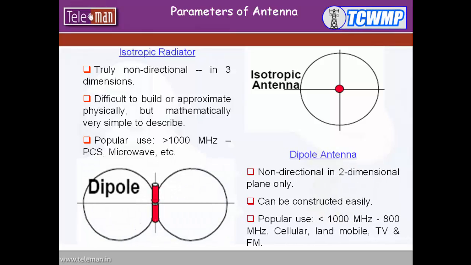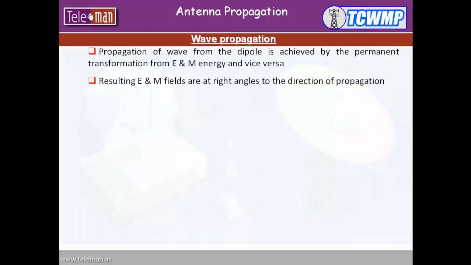Dipole antennas. These are non-directional in a 2-dimensional plane. Isotropic is in 3 dimensions, this is in 2 dimensions. It can be constructed easily, and it is popular below 1000 megahertz, around 800 megahertz. So for cellular, land mobile, TV, FM, this is commonly used.